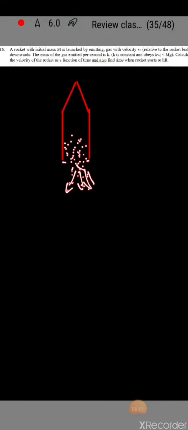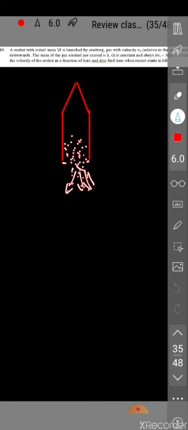Students, here is another question on variable mass system called rocket propulsion. Let's read the question. What this question is saying.